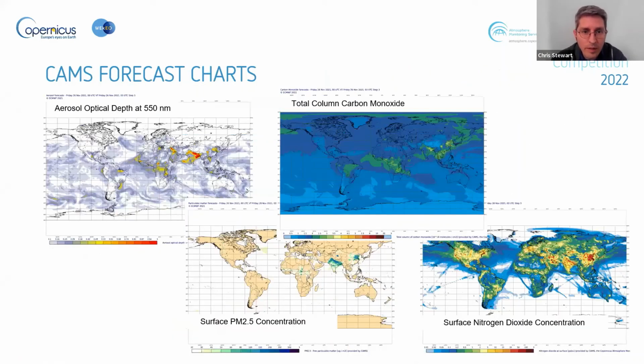So just here are some example charts from some of those data sets that CAMS provides. So here we see, for example, aerosol optical depth at 550 nanometers. We also provide organic matter aerosol depth, dust aerosol depth, so a lot of other variables. Here you can also see a chart for total column carbon monoxide, surface PM2.5 concentration, and surface nitrogen dioxide. So these charts are actually available as charts on the website of CAMS, but you can also get the data and you can produce similar charts yourself, or combine the data to produce indices or to do other things. Next slide, please.